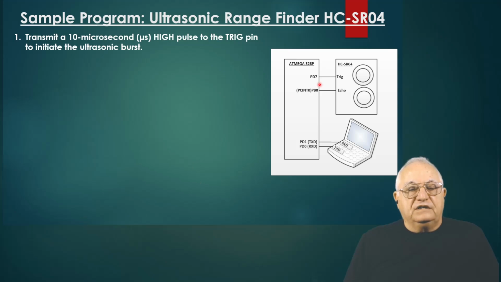So to make this work, for the ultrasonic range finder to send a signal and wait for it to come back and provide information, we need to send a 10 microseconds high pulse through the trigger pin to initiate the ultrasonic burst. So first thing we do is through pin D7, in this case, we send a pulse of 10 microseconds.